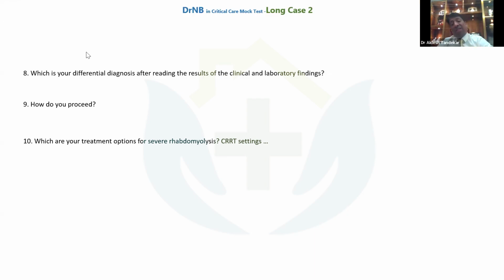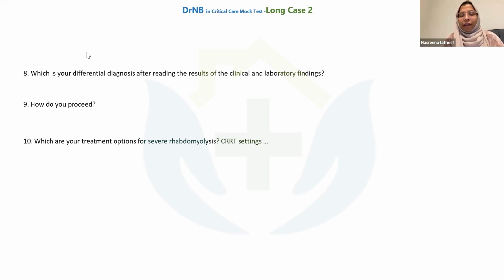Okay, so how will you treat this rhabdomyolysis? You said CRRT. So how would you prescribe the CRRT? Ideal dose would be 20 to 25 ml per kg per hour. But to achieve that dose, we need to prescribe a higher dose, around 25 to 30 ml per kg per hour. And I will be starting him on continuous veno-venous hemodiafiltration mode.